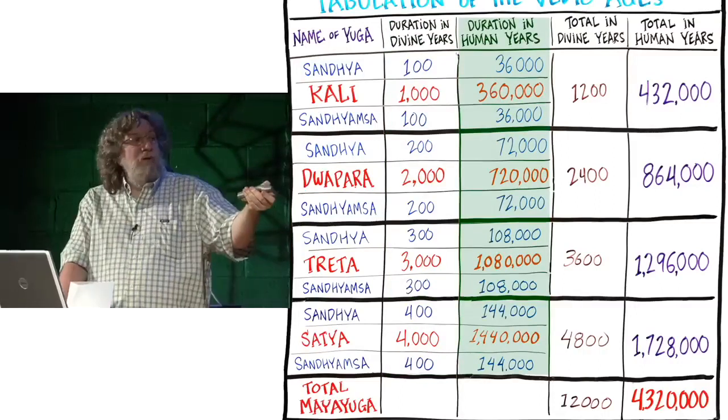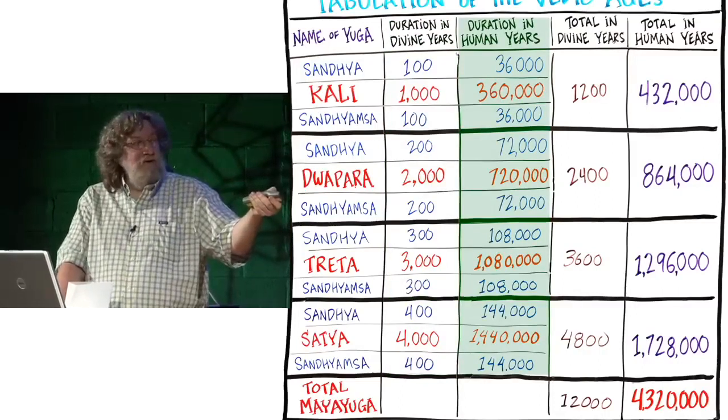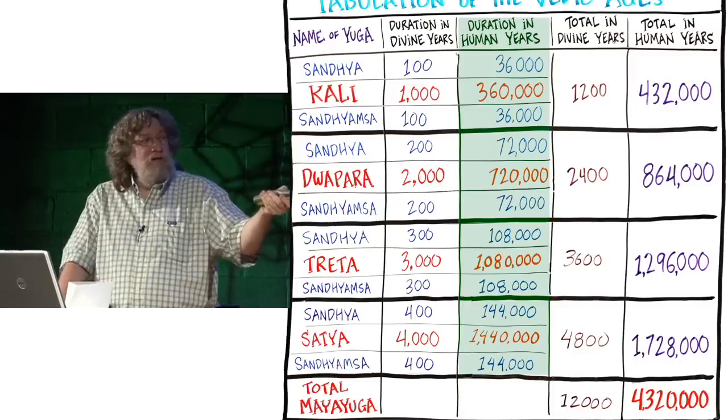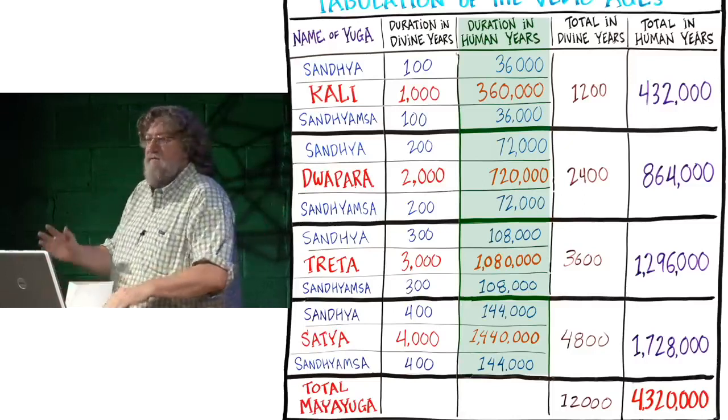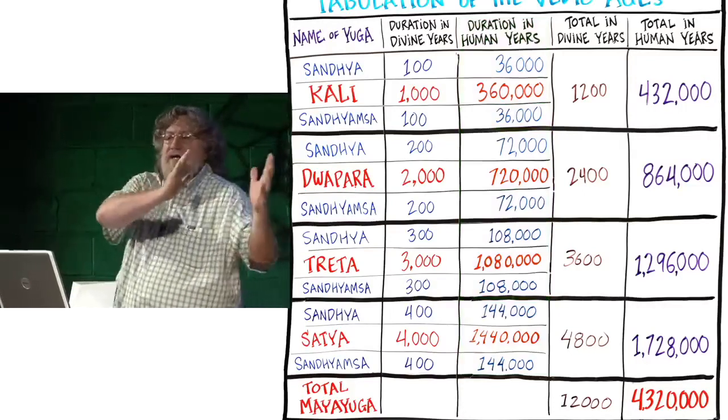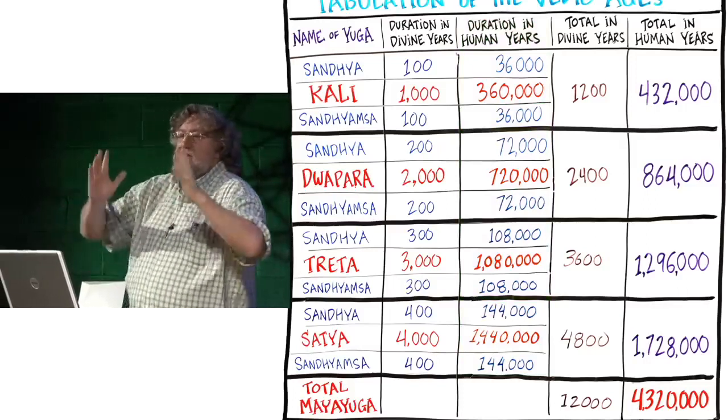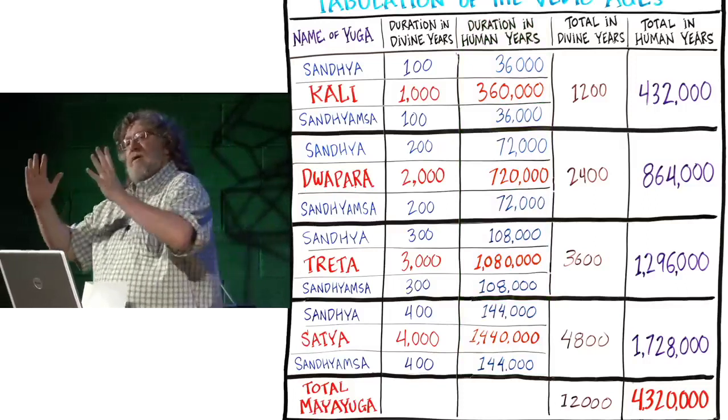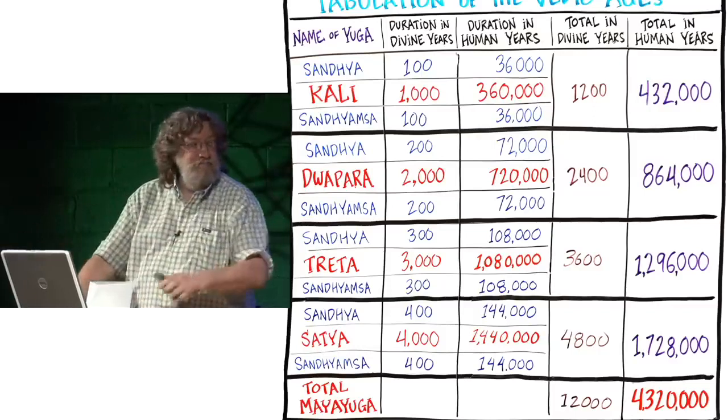And then when we put the duration in human years, it's interesting, each of the yugas, such as the Kali Yuga, was believed to have a period of transition into the age, then the age itself, and then a period of transition out of the age.